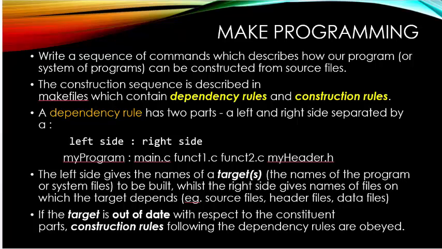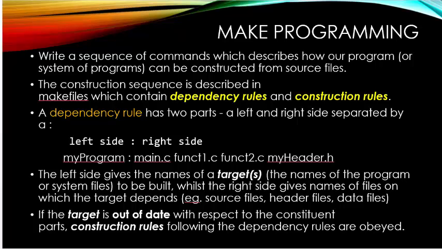In the makefile, you have dependency rules and construction rules. The dependency rule has two parts, a left side and a right side, and you have left side colon right side. For example, my program is the ultimate executable, and that's the left side. This is also called the target, and on the right side is all the things that my program depends on. So this is a dependency rule.